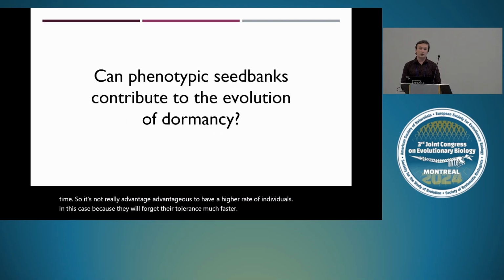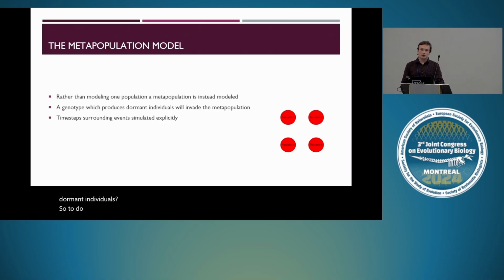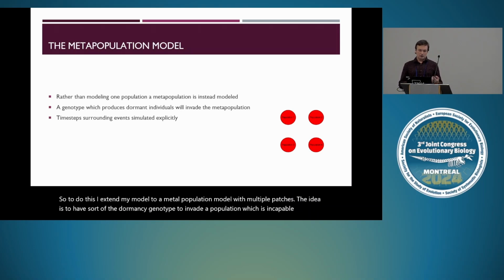So this leads into the main question for my talk, which is: can this effect contribute to the evolution of dormancy? We know that, for example, antibiotics present in the environment can definitely select for genotypes which produce dormancy. But what I'm wondering is, can this also select for genotypes that produce dormant individuals? To do this, I extended my model to a metapopulation model with multiple patches. The idea is to have the dormancy genotype invade a population which is incapable of producing dormant individuals.